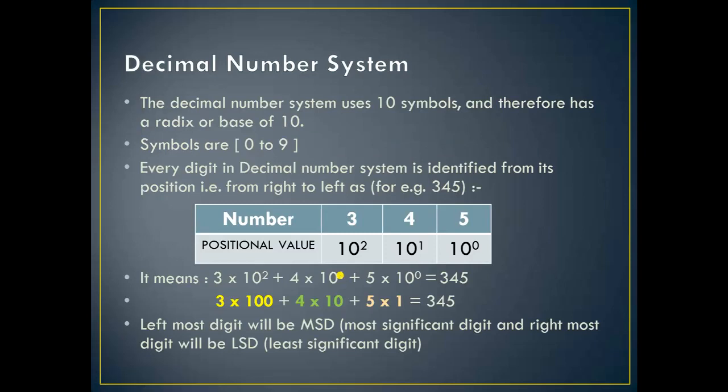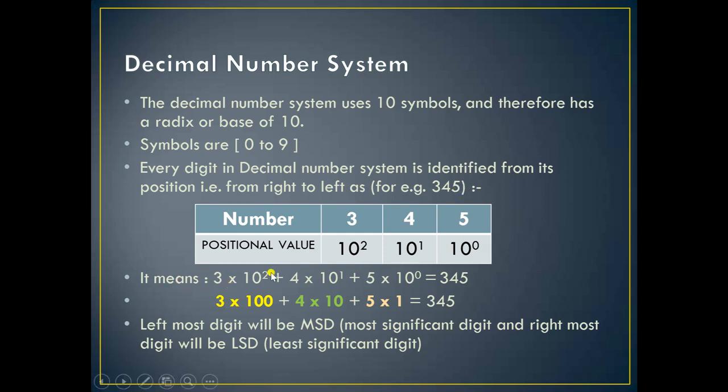First is the decimal number system. The decimal number system uses 10 symbols, or we can say the base or radix of the decimal number system is 10. The symbols are 0 to 9. Every digit in the decimal number system is identified from its position, from right to left. For example, you can see 3, 4, 5. Right to left, you can see 10 raised to power 0, then 10 raised to power 1, then 10 raised to power 2. It always starts the value from the left side with 0.